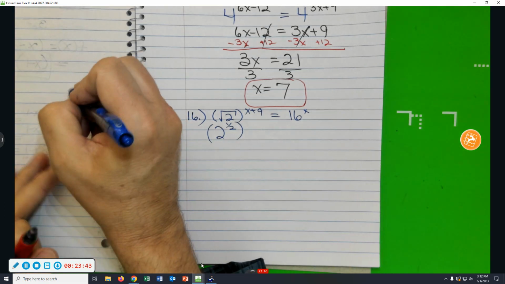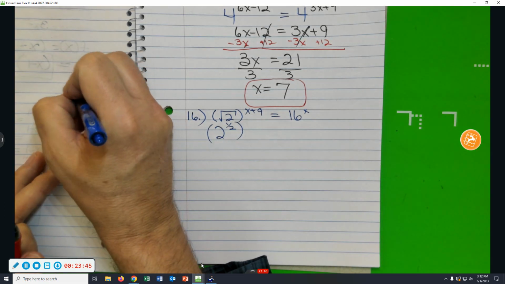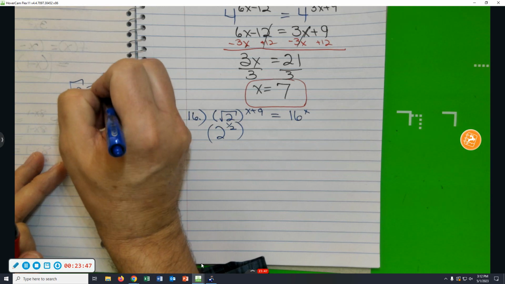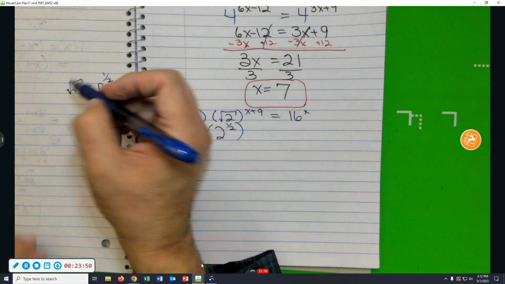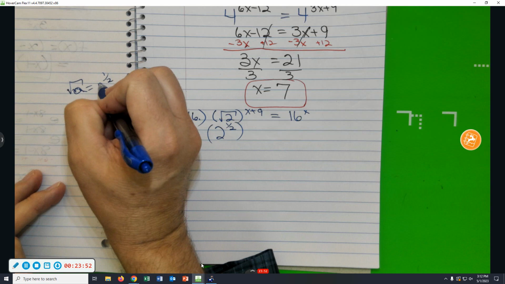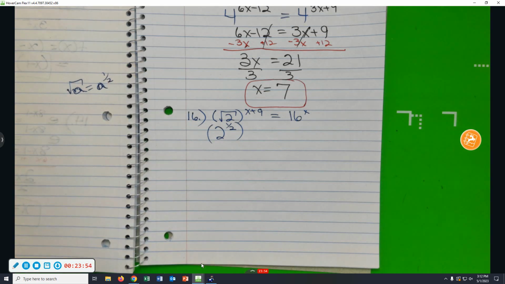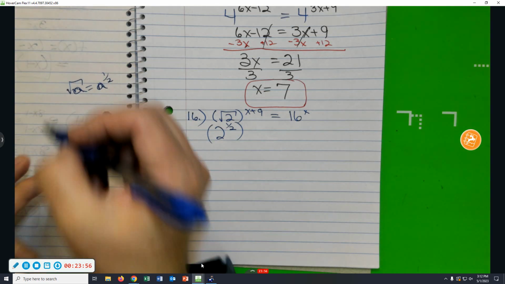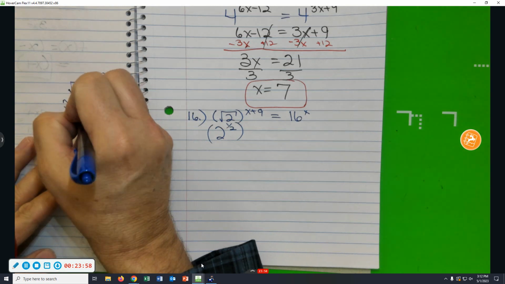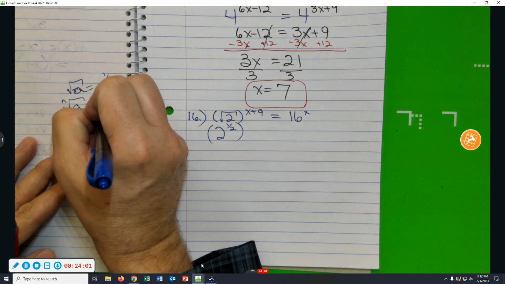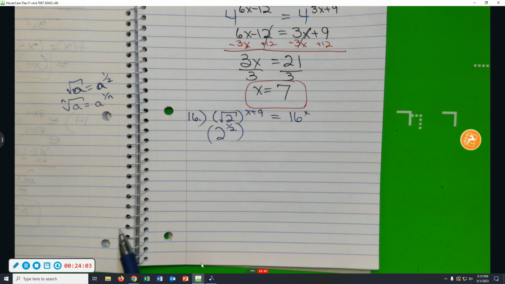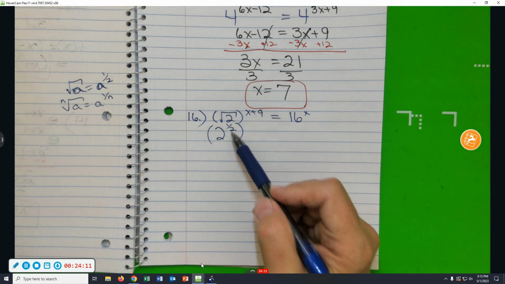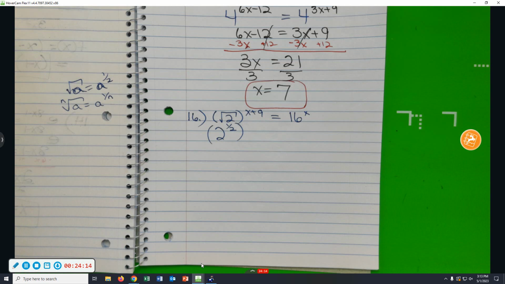Remember we said that the square root of a is the same thing as a to the 1/2, and in general the nth root of a is equal to a to the 1 over n. And we used that idea a lot when we were expanding and condensing logarithms in future homework assignments. Square root, that's the same thing as an exponent of 1/2.